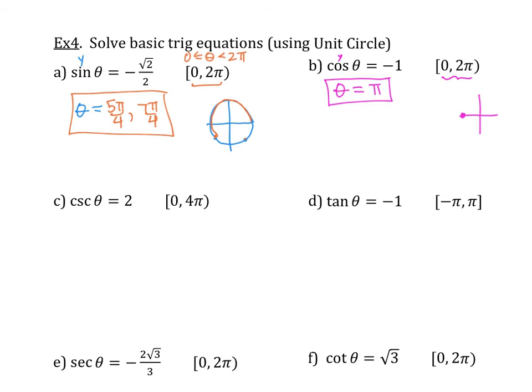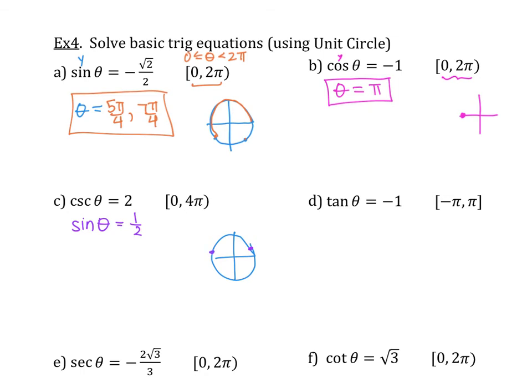Okay, for part C, it's similar, but the domain is going to be a little different. And that's where you're going to have to think a bit. This is cosecant. I'm going to flip this. Cosecant is the reciprocal of sine, so this is really telling me the sine of theta is 1/2. And that's a little bit easier for me to work with when I'm looking at the circle. You don't have to draw it, but I like to see. So I want to see where the y value is 1/2. That's going to be somewhere here and somewhere here.